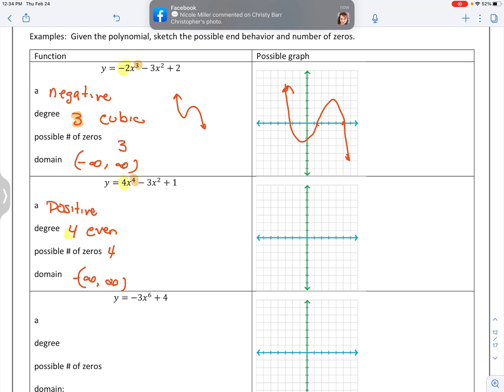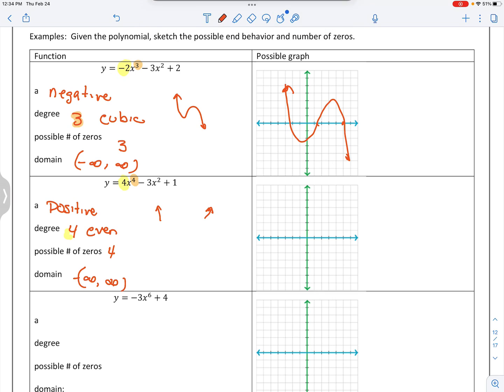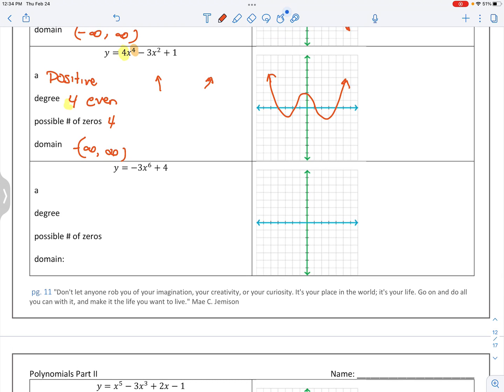So its end behavior would look like this on both sides. It's going to look sort of like this, 1, 2, 3, 4. Okay? And I want you to pause the video and do the last 2.